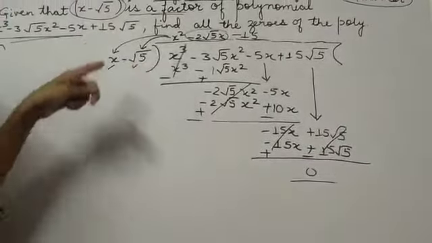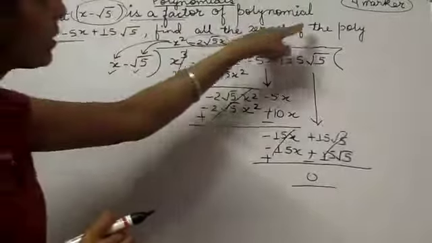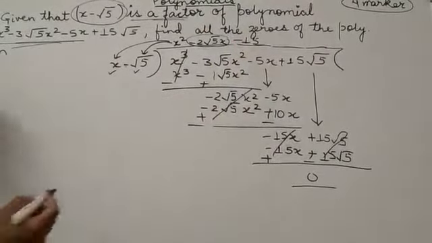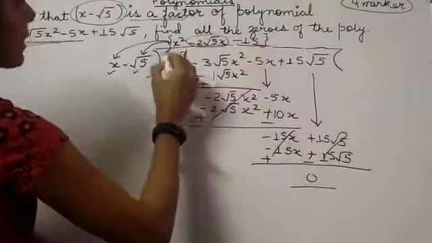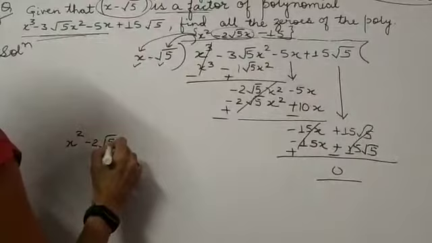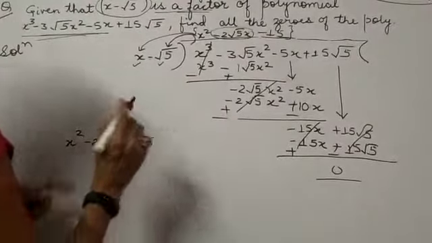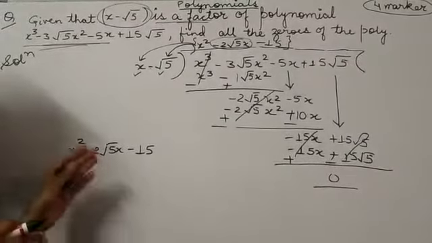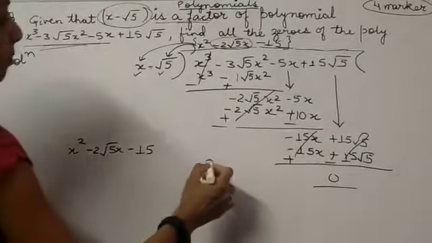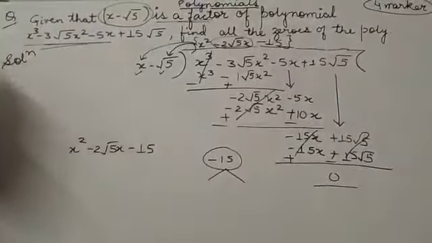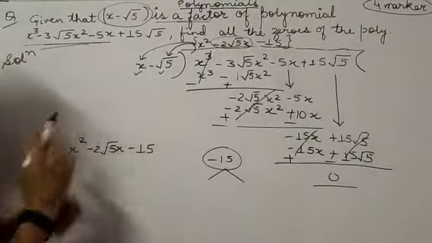Here in the question it has been asked, find all the zeros of the polynomial. So to find the other roots or zeros, we need to factorize this also. So this is x square minus 2 root 5x minus 15. Now this is a quadratic equation and we can find the roots or zeros by the splitting method.